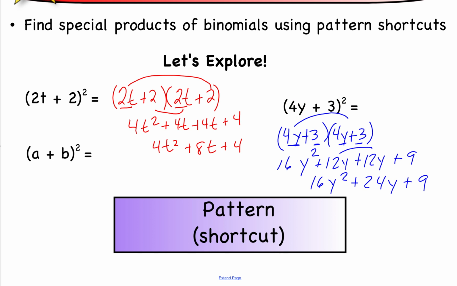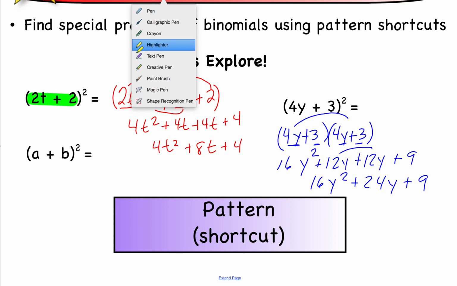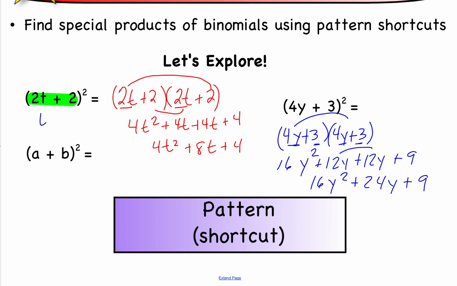So the middle term turns out to be, if we take these two terms and multiply those together, that would give us 4t. So 2t times 2 gives us 4t. And we need an 8t. So what if we double it? I'm going to call this MAD. Multiply and double is what that stands for. So we're going to take that times 2, which gives us 8t.